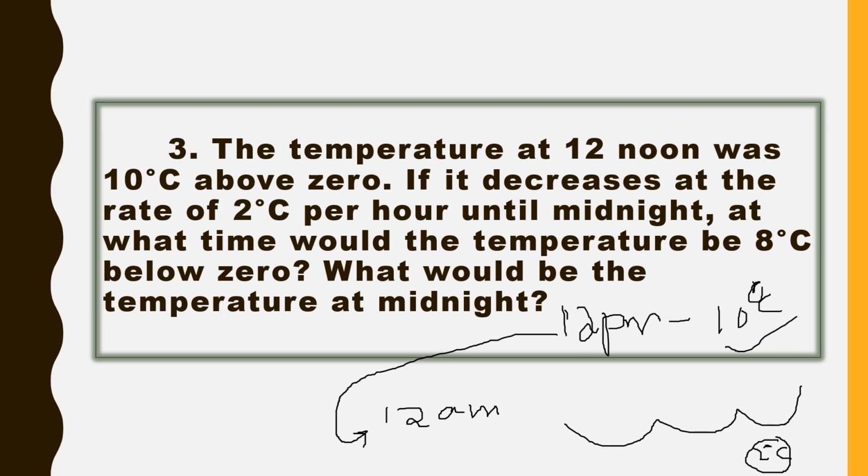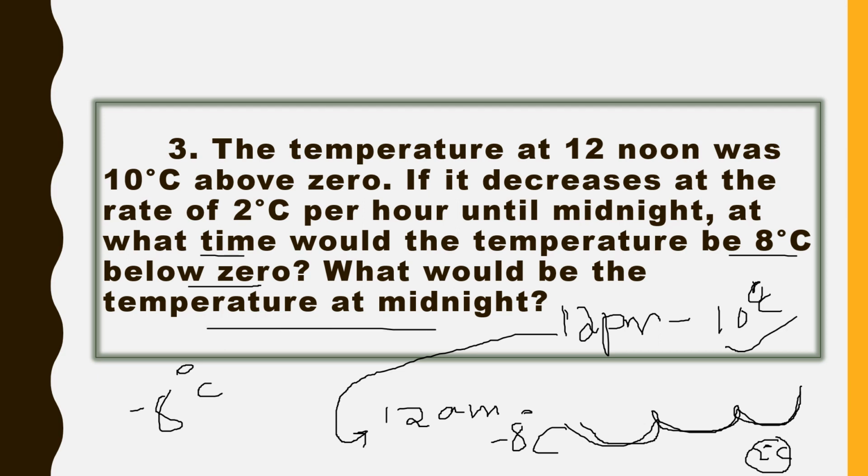Okay. Now what is our question? At what time would the temperature be 8 degrees Celsius below zero? Below zero means the temperature should be minus 8 degrees Celsius. So if for every hour the temperature is decreasing by 2 degrees Celsius, then at what time will the temperature be minus 8 degrees Celsius, and what would be the temperature at midnight? Means while decreasing the temperature every hour by 2 degrees Celsius, at 12 o'clock in the midnight, what will the temperature value be?